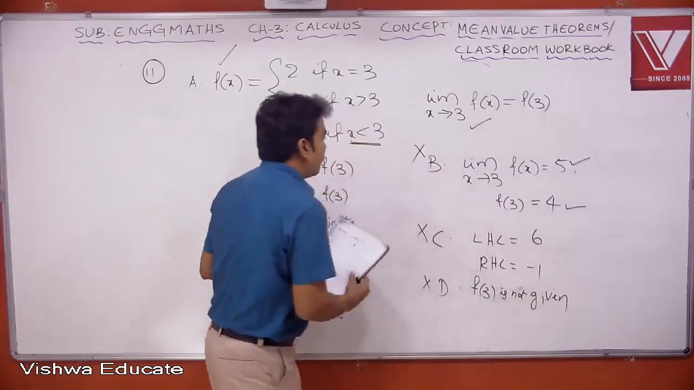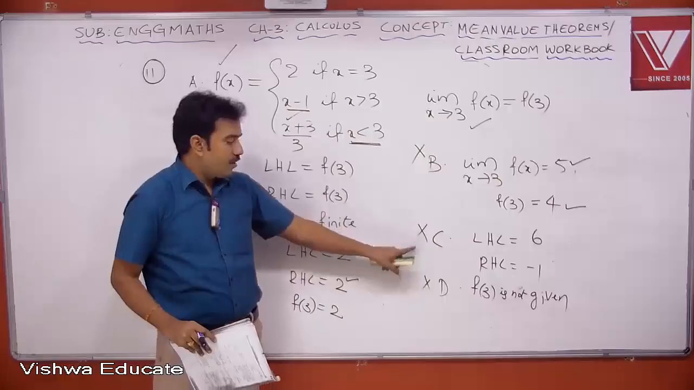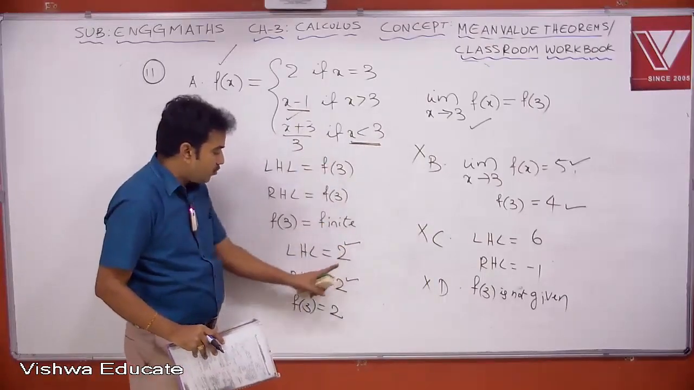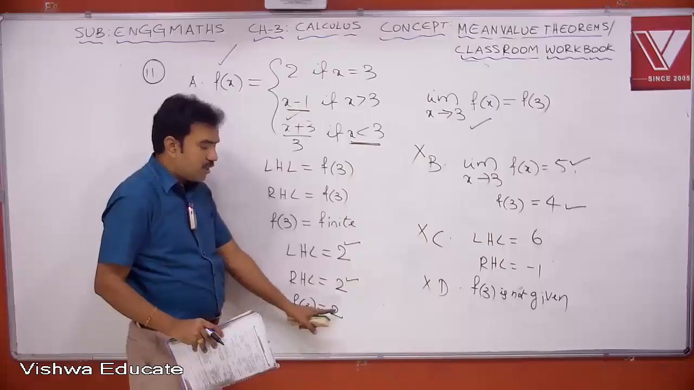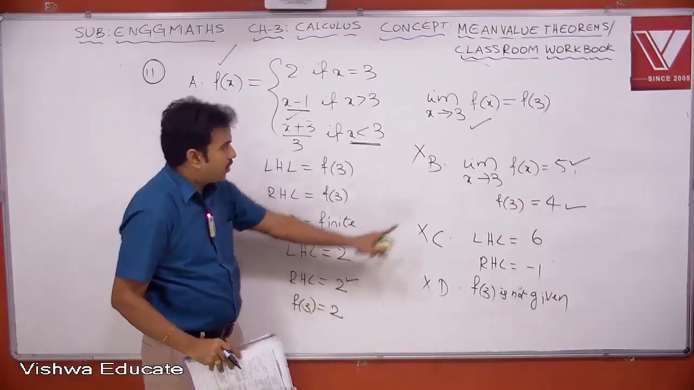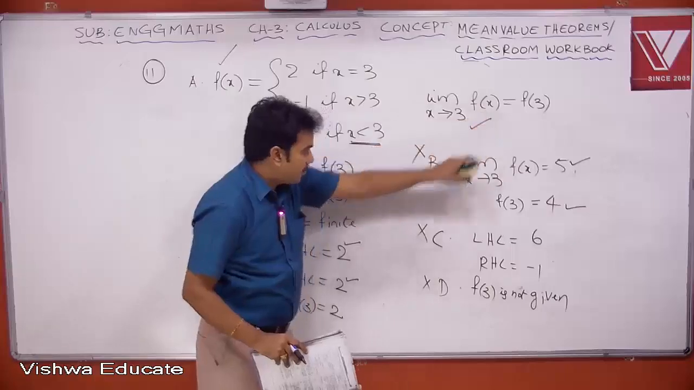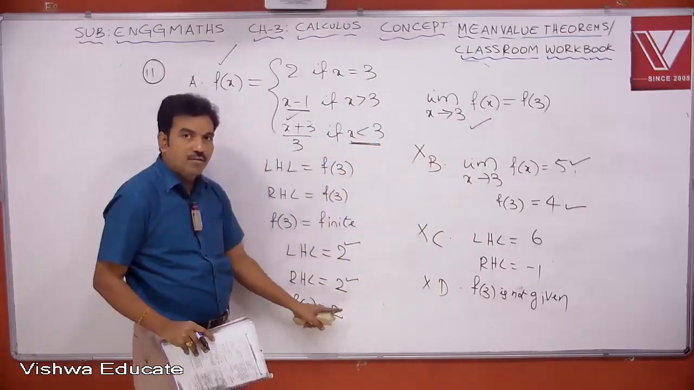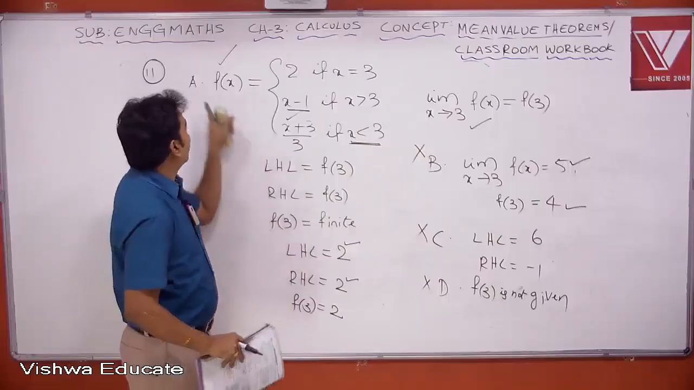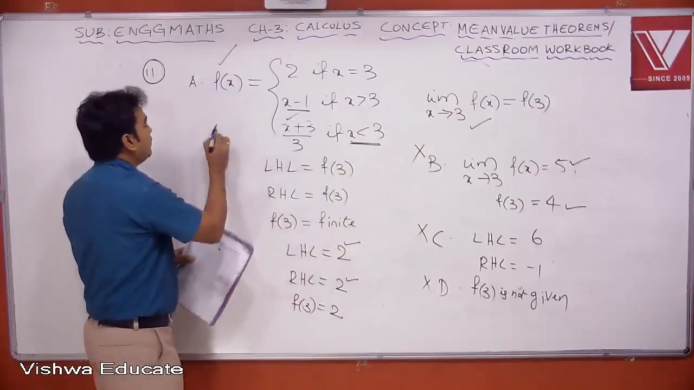Therefore option B is wrong, C is wrong, D is not confirmable. We got option A is continuous because LHL value 2, RHL 2, f of 3 is 2. So LHL value and RHL value are both the same, so the limit exists and that is equal to the functional value. So this is an example where it is continuous at 3. So option A is the right answer. Note this.